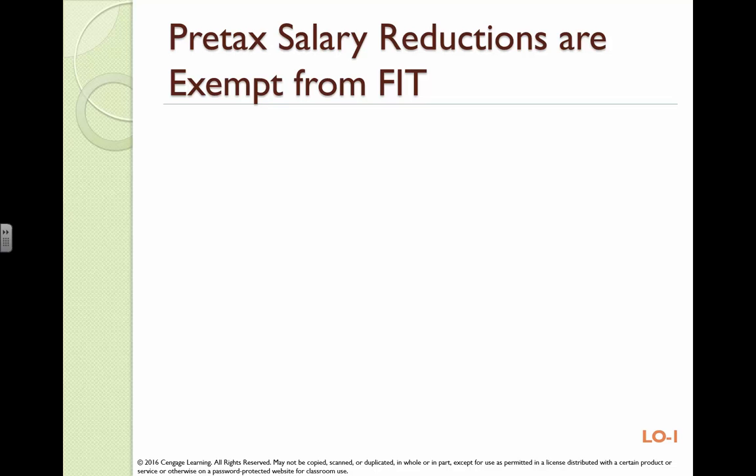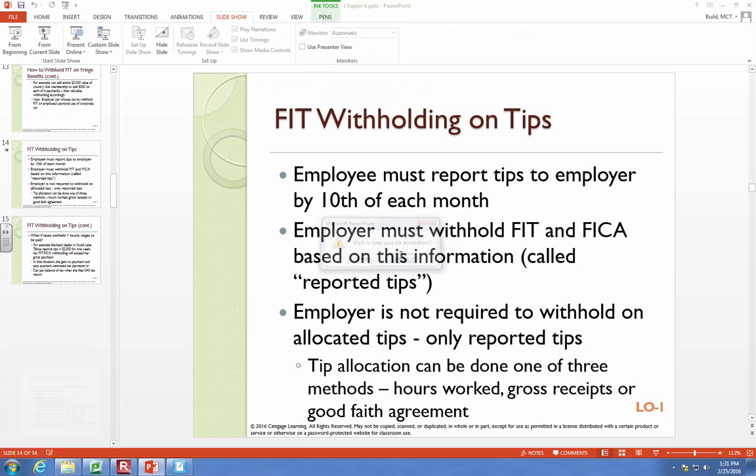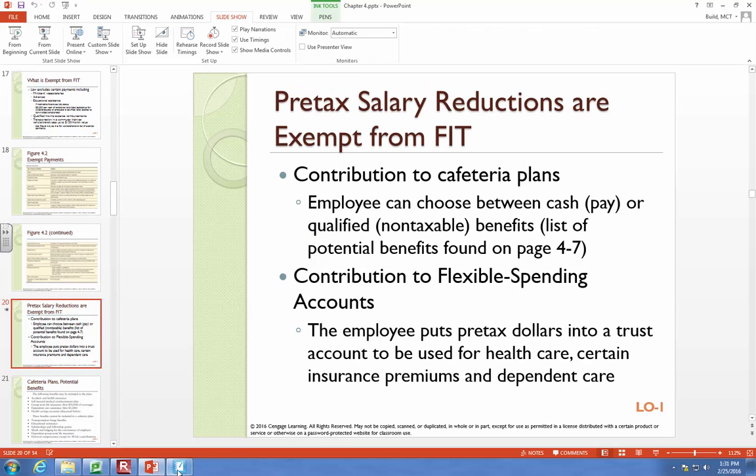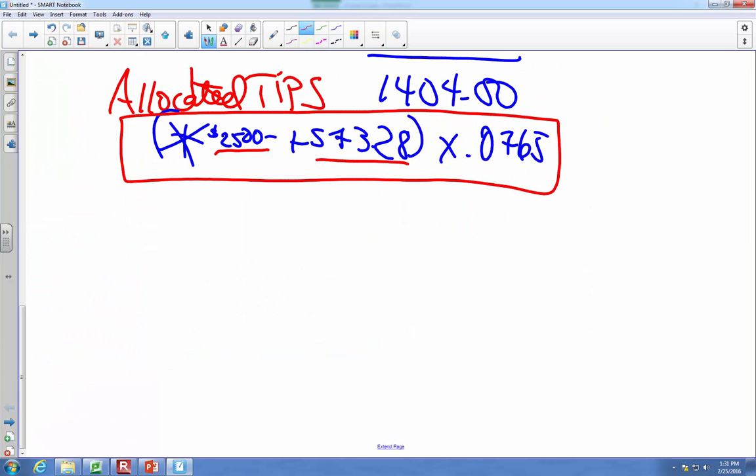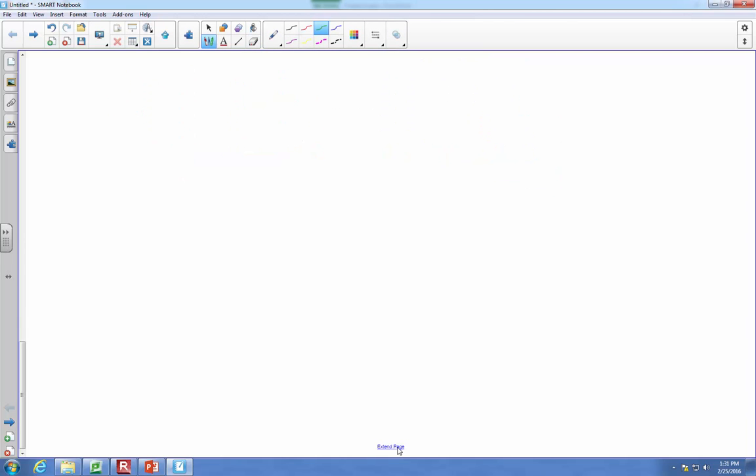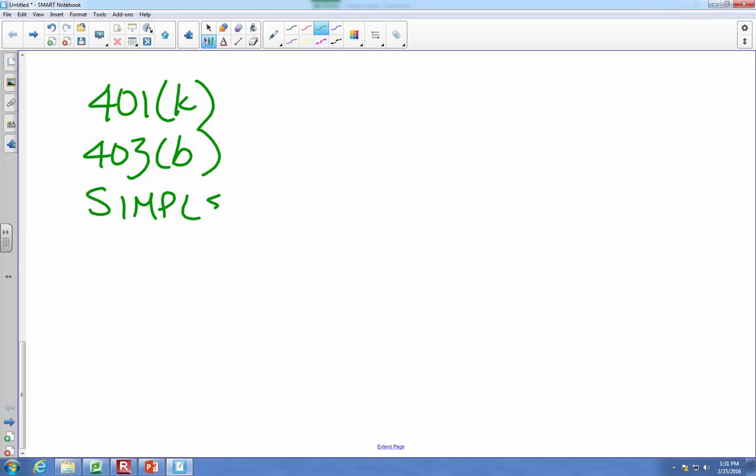401ks, 403bs, and SIMPLEs. So those are all sort of interchangeable words. There's a bunch of other ones, but I'm not going to go into them because they're a little more esoteric, and a lot of them are pretty old. These are the 3 that you're going to mostly see.